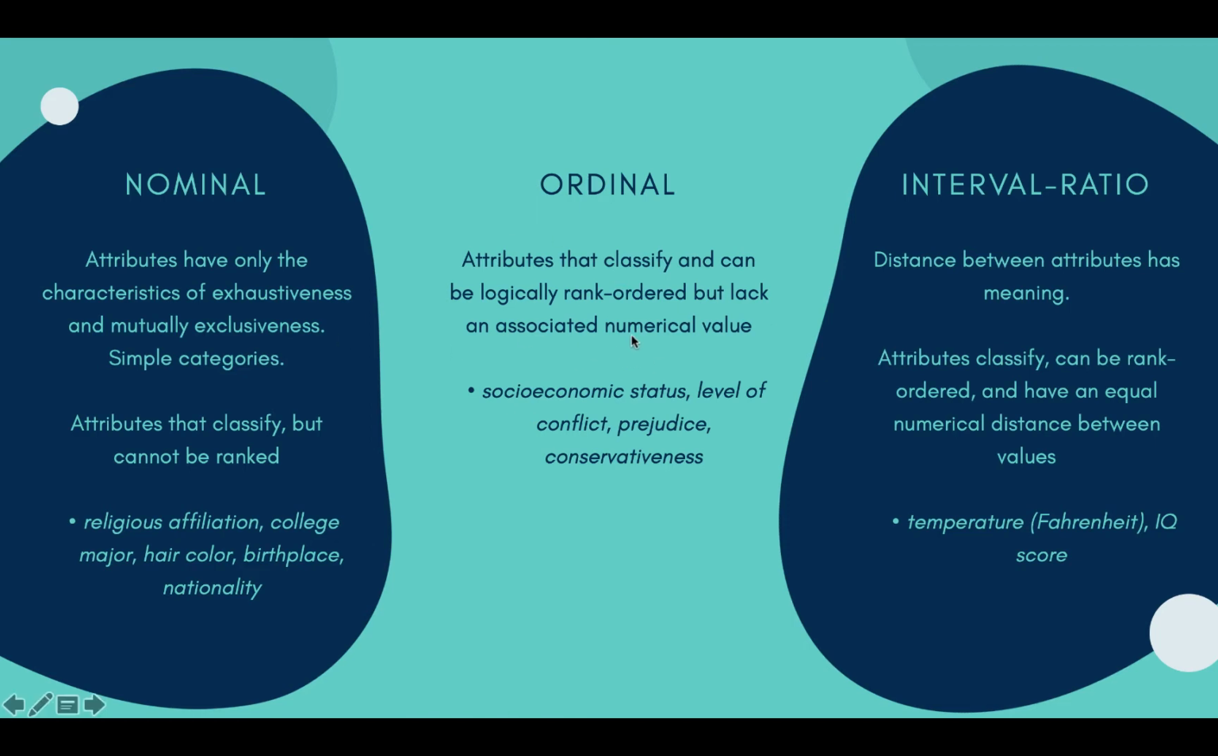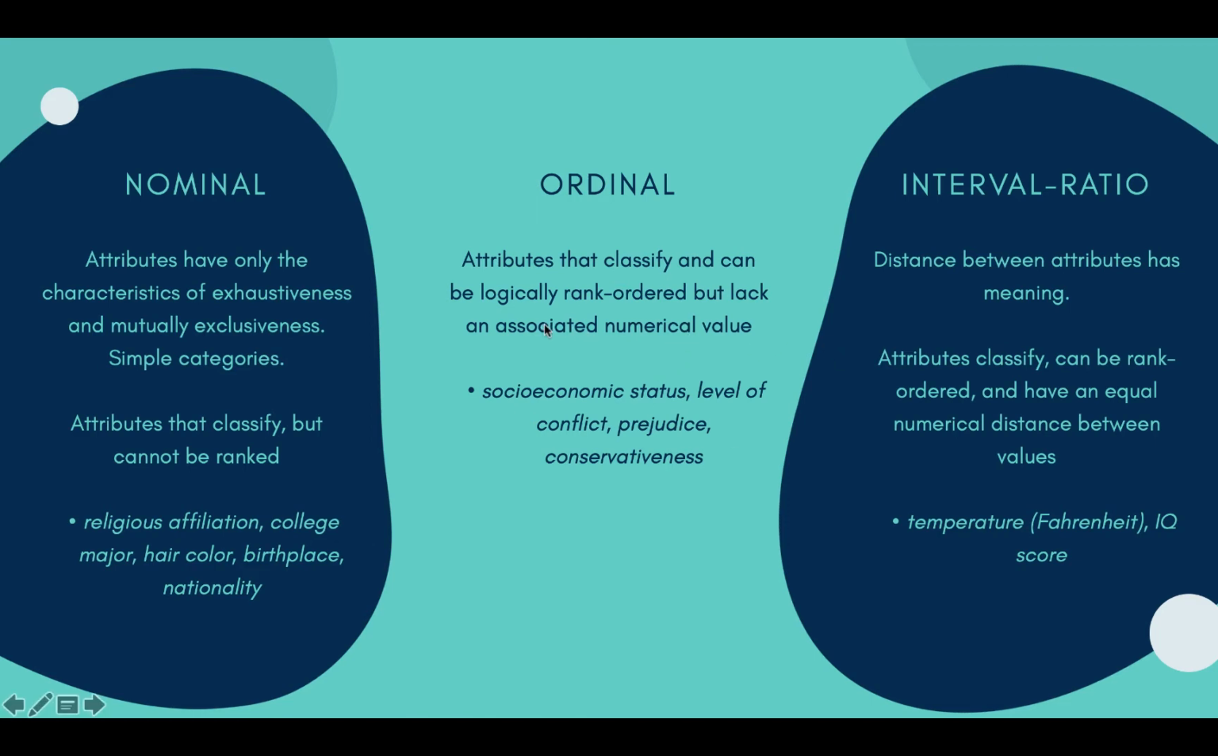Next, we have ordinal variables. Ordinal variables are those that classify but can be logically rank ordered. Ordinal, ordered, right? So nominal, all you can do is say, I belong to this category or the other one. One's not better than the other. Ordinal variables can be rank ordered. So something like socioeconomic status. You can be upper class, you can be middle class, you can be lower class. If somebody says, I'm middle class, you know that you're higher than working class or lower class. If somebody says, I'm upper class or the 1%, you know that they are higher than middle class. So you can rank order.